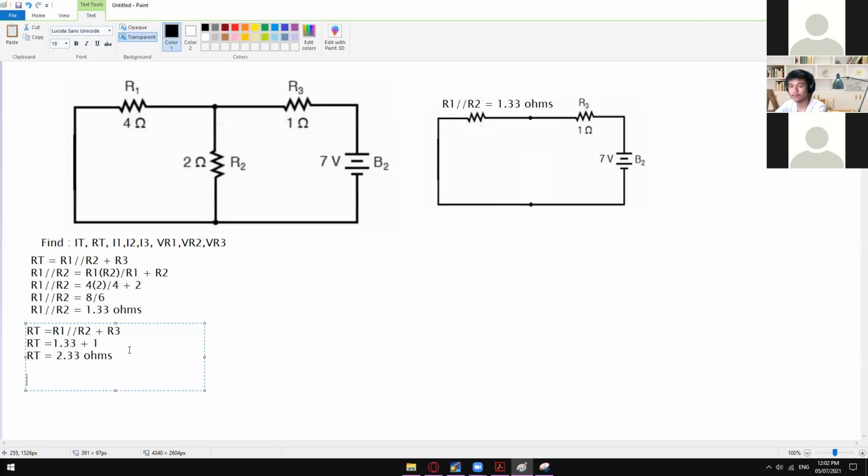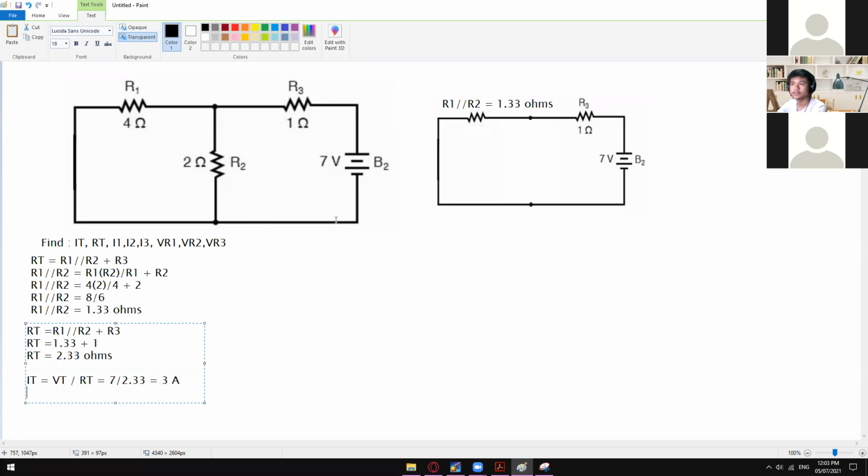After having the R total, we can now solve for the I total. So IT is equal to VT divided by R total. So VT is equal to 7 volts divided by R total, which is 2.33 ohms. 7 divided by 2.33 will give us a result of 3 ampere.